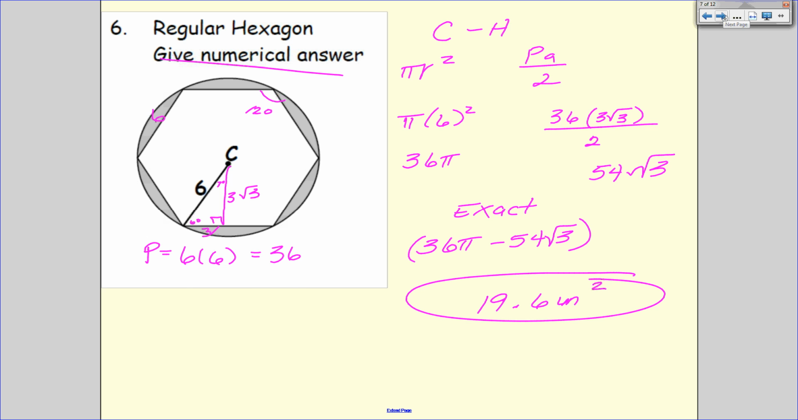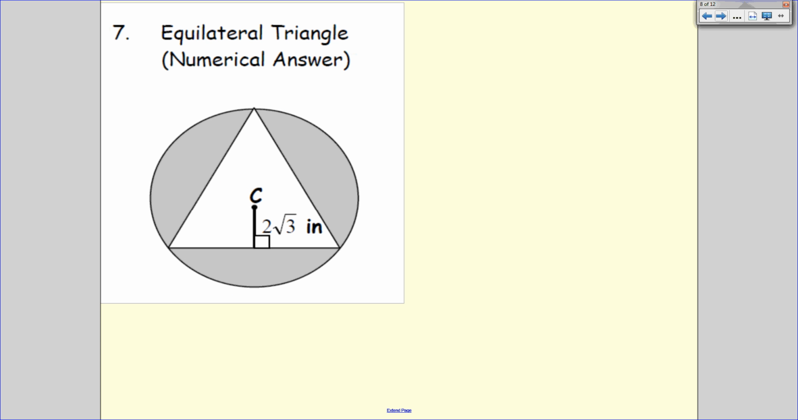Okay, number 7. You have an equilateral triangle and they want numerical. We're going to do both. So this time I have a circle minus a triangle. And since it's an equilateral triangle, we can use that easy formula. So circle is pi r squared minus side squared square root of 3 over 4. So pi times radius squared, which I do not know because they gave me the apothem. So I need to find the radius.